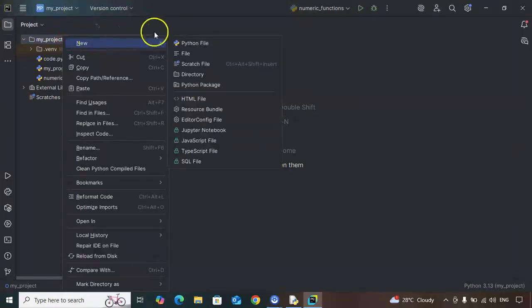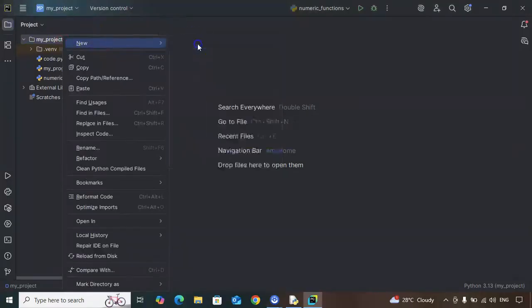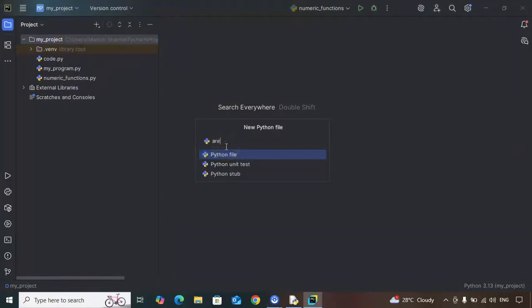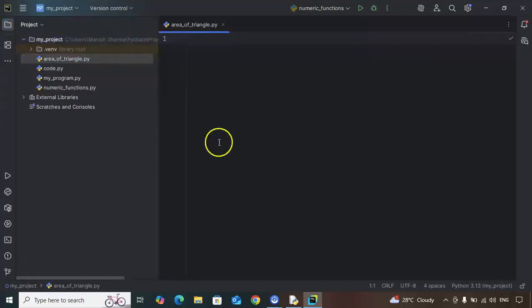So let's create a file. The first example that we're going to see is area of triangle. I create a file area_of_triangle.py. In this, I'll calculate the area of a triangle. There are a couple of formulas using which you can calculate it.